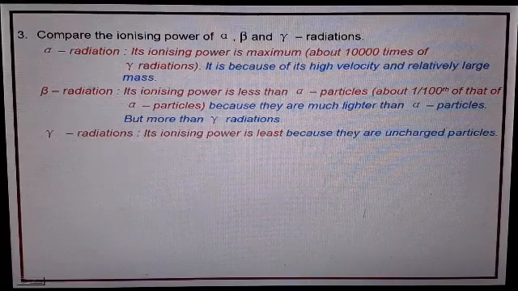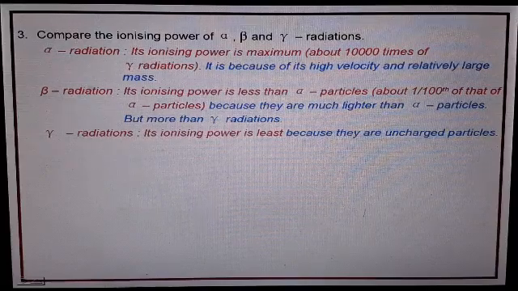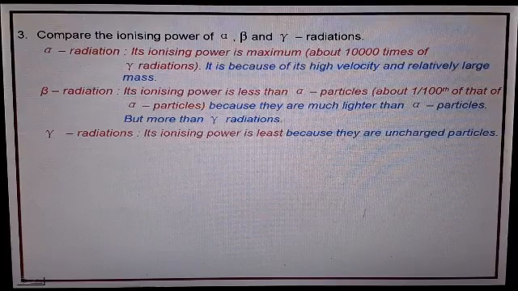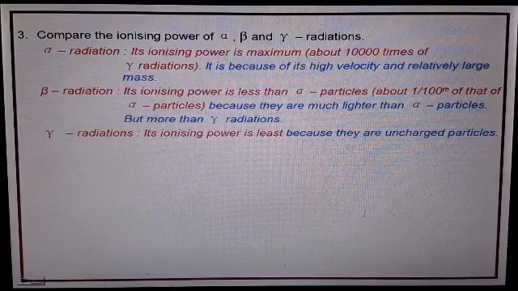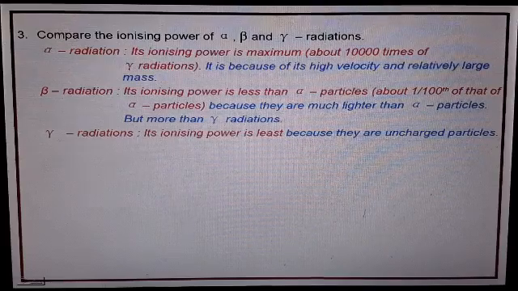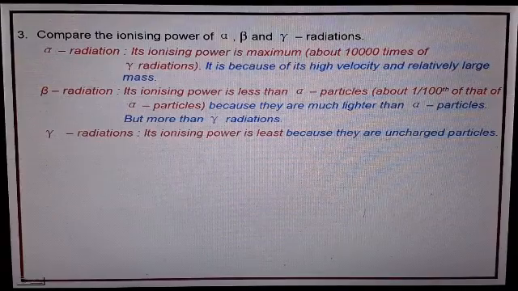But the blue part, that is the reasoning that I have given, is again for if the question is asked as a 2 or 3 marks question. Clear? Because if it's a 2 or 3 marks question, then you have to give the reasoning. Clear?